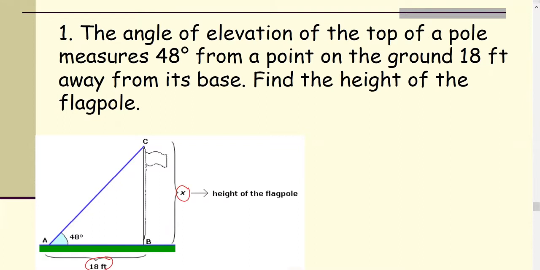Based on the angle 48, x is the opposite side, 18 is the adjacent. We use the tangent function, which is tangent 48 degrees equals the opposite x divided by the adjacent 18, from definition number 2. So we can solve for x by multiplying 18 on both sides of the equation to get 18 multiplied by the tangent of 48 degrees. Using the calculator, we get the answer 19.99, which is approximately equal to 20 feet.